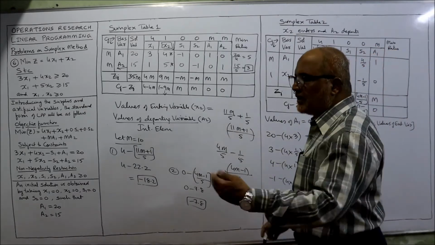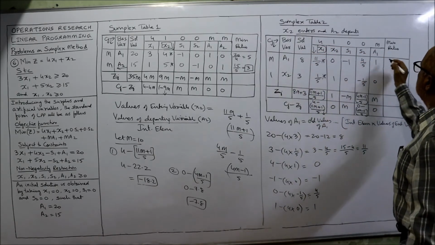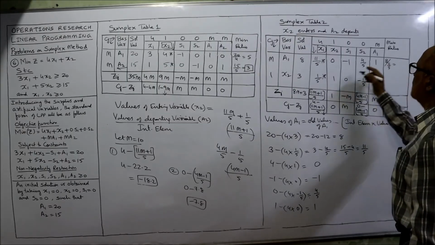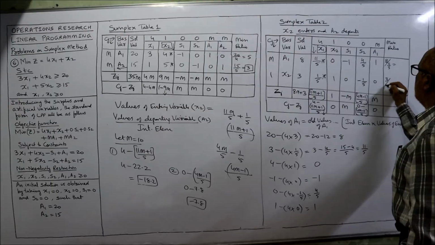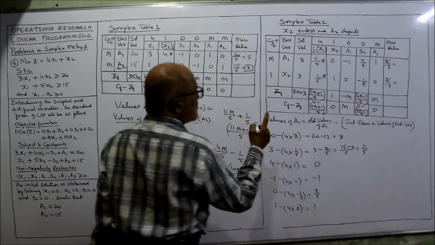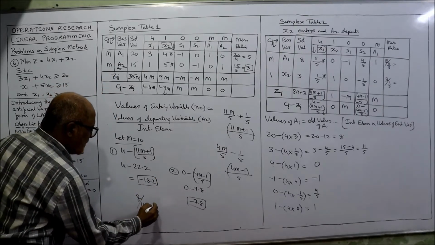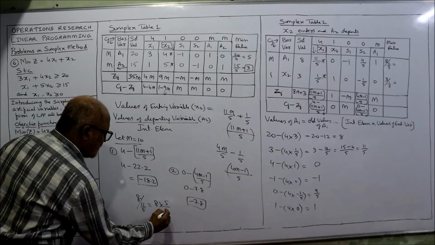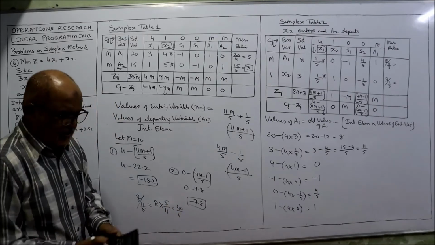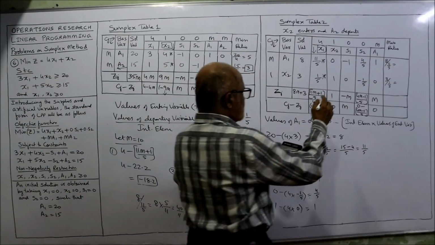Now we need the departing variable. It depends on the minimum ratio. So here 8 divided by 11 by 5, and here 3 divided by 1 by 5. Now here we need the calculations. 8 divided by 11 by 5 can be written as 8 into 5 by 11, that is 8 5 is 40 by 11. 40 divided by 11 is equal to 3.64.